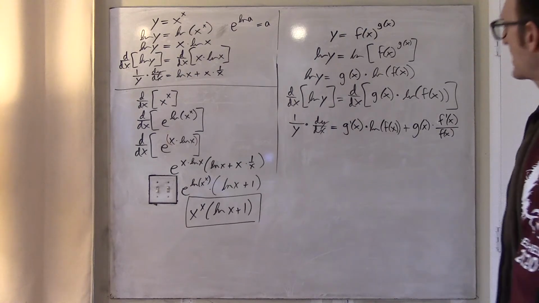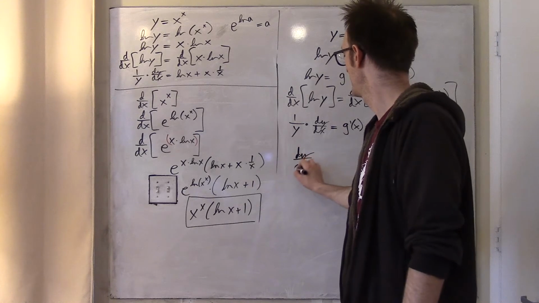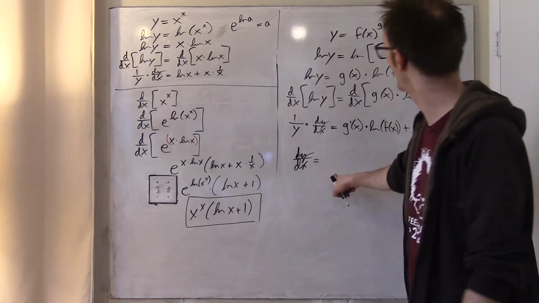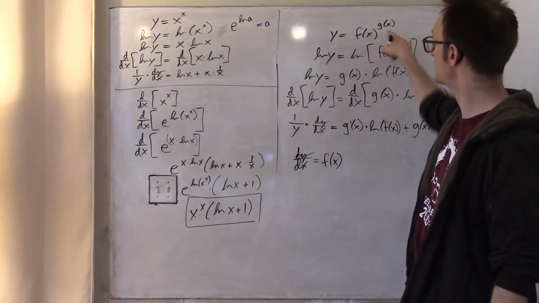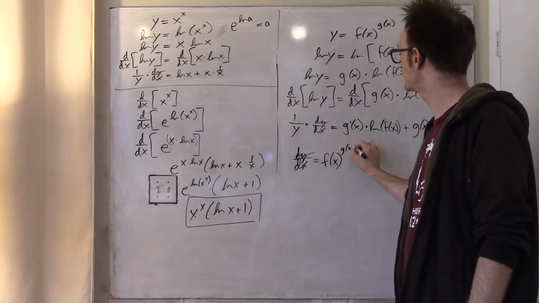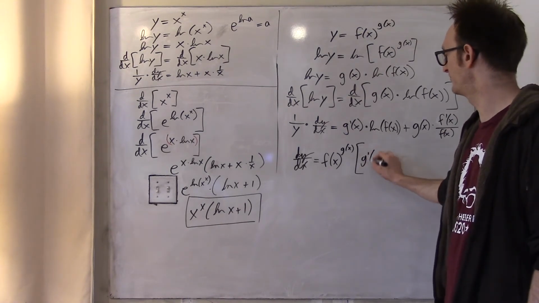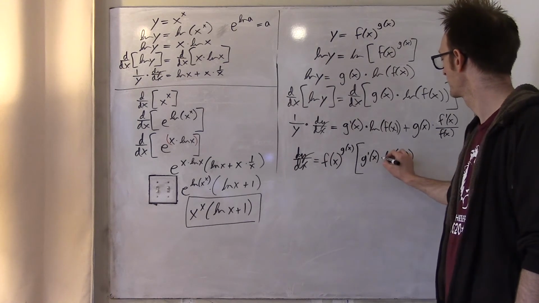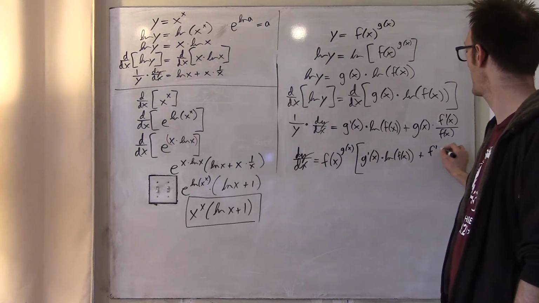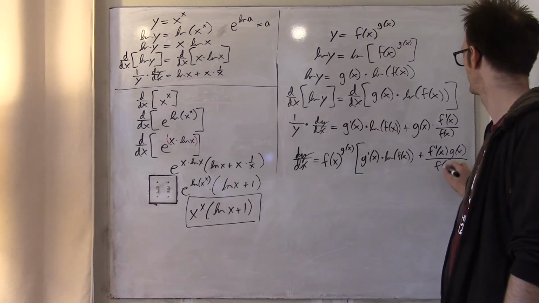So in some ways, there is a general rule for this. What is our overall answer? Our overall answer is that the derivative of f to the g is f to the g times the quantity: the derivative of g times ln f of x, plus f prime g over f.